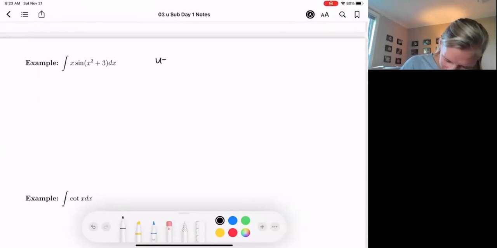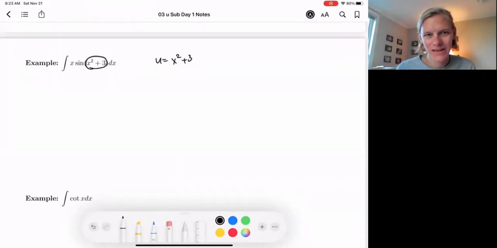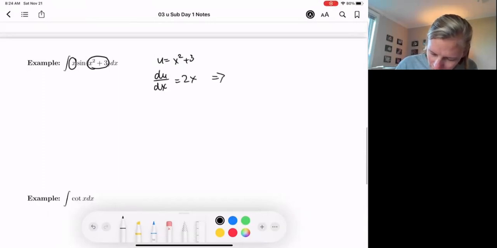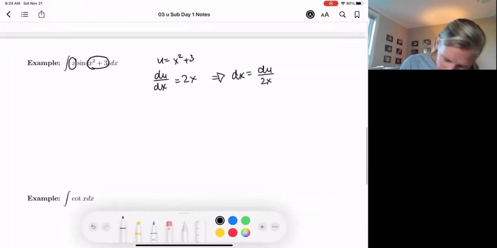So I'm going to pick u here to be x squared plus 3. Notice that when I take the derivative of x squared plus 3, I get 2x. I have an x here, but not a 2. That's okay because the 2 is just a constant. We'll figure out how to deal with that in a minute. Once again, the x squared plus 3 lives inside of another function, so that's why it seems a reasonable choice for u. So my du over dx is just 2x. Solving for dx gives me du over 2x.